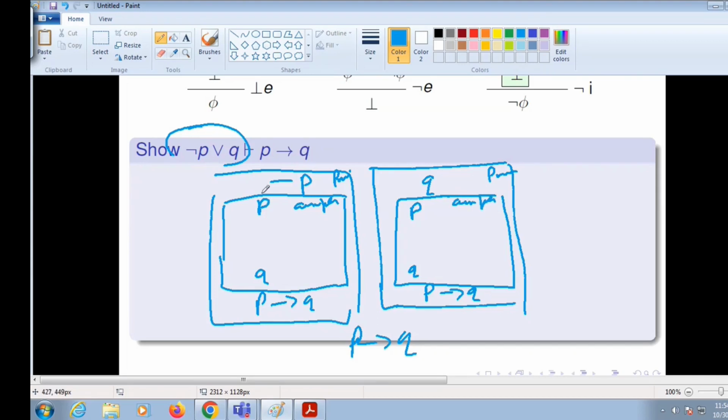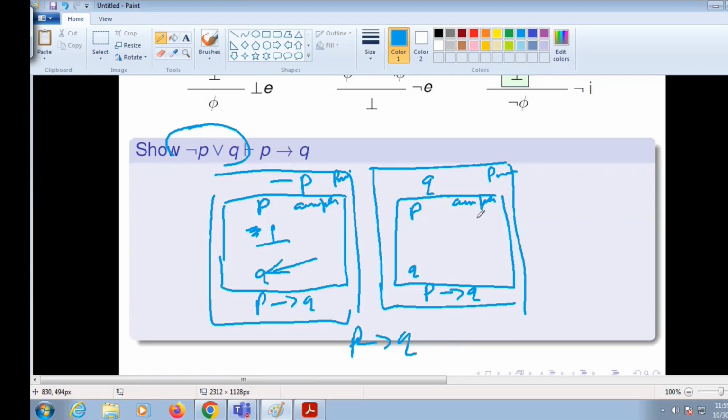So P is there, minus P is there. You can see this at this particular point. P is also there, and minus P is also there. It means what? It is a contradiction. If there is a contradiction, you can assume anything. So I have assumed Q, so I can write P implies Q. Am I right? If P is there, Q is there, I can write like this.